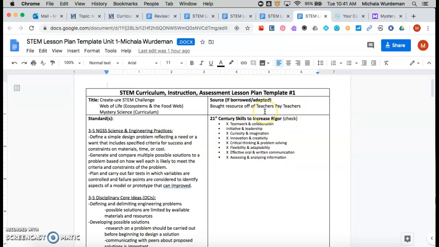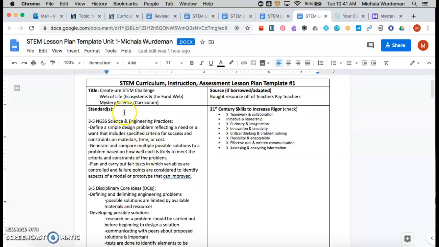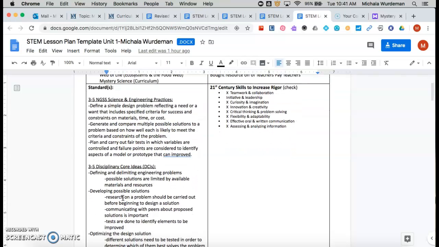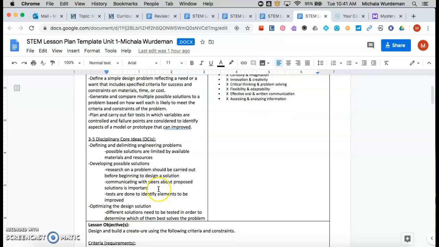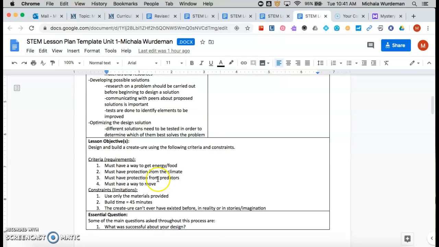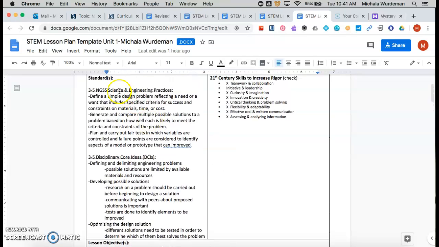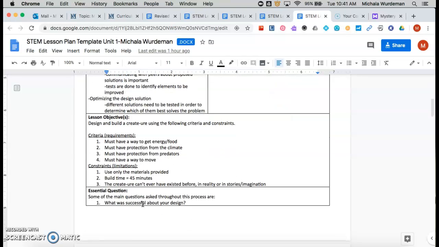I did find this resource off of Teachers Pay Teachers, but I really enjoyed it. I'll let you go ahead and read through the standards on your own when you look at it, just because I have 4 of them to go through and I don't want to waste my time here. So the standards that it hits on, as you can see, it hits on some science and engineering practices and then some disciplinary core ideas.